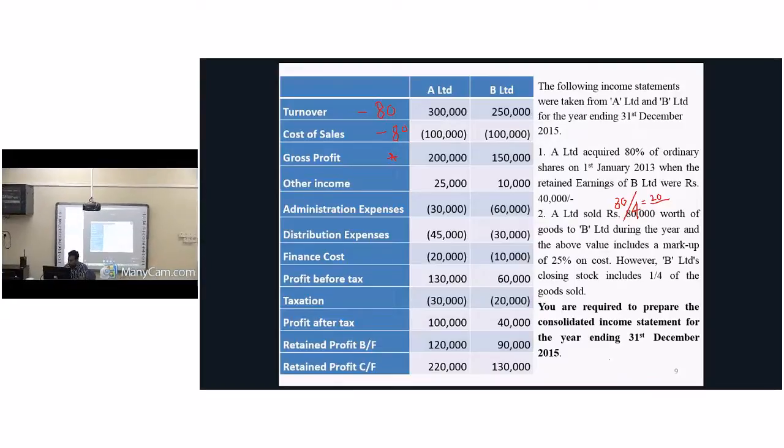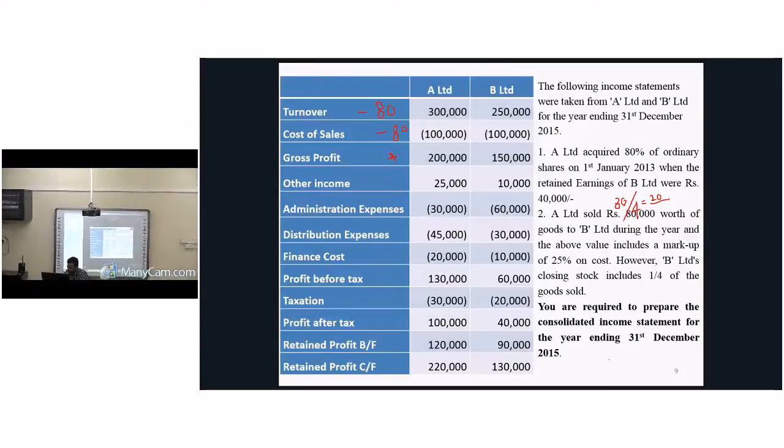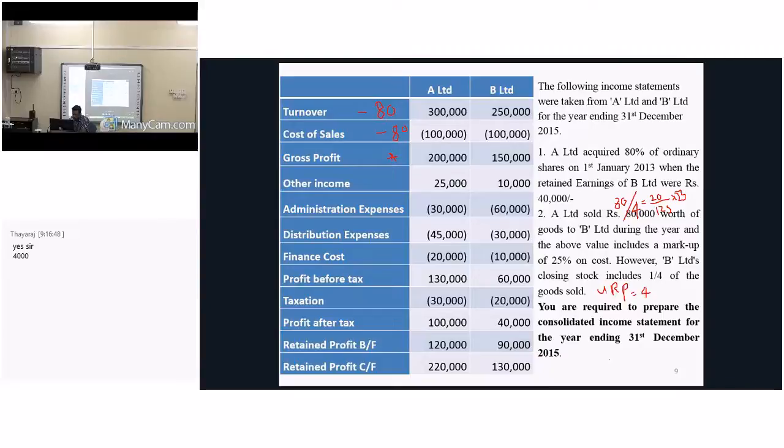This should be divided by markup. Now this is at selling price, no? Worth of goods, yes. Therefore we have to divide it by 125 into 25. Then it will be how much? Unrealized profit is 4,000. Yes, 4,000. Unrealized profit is 4,000.